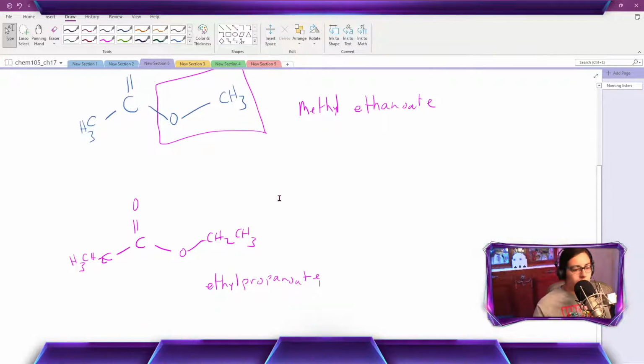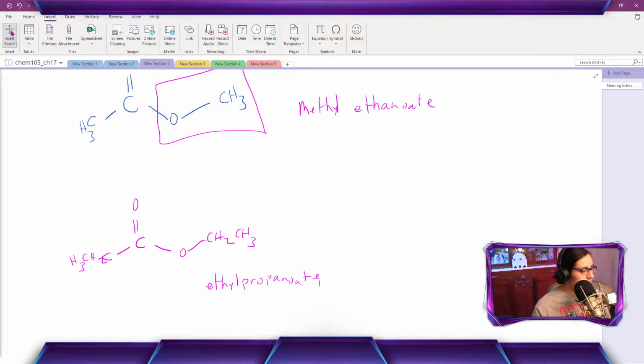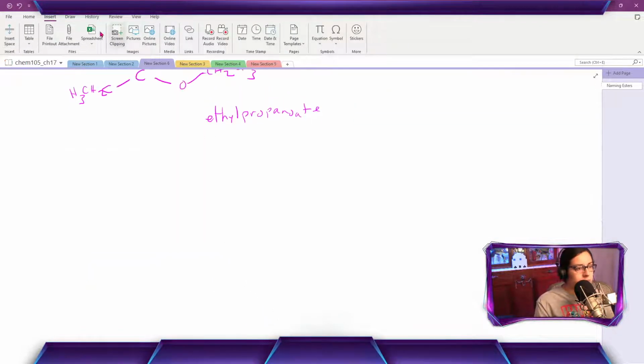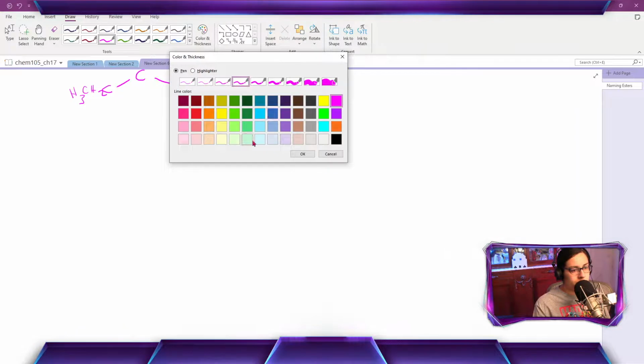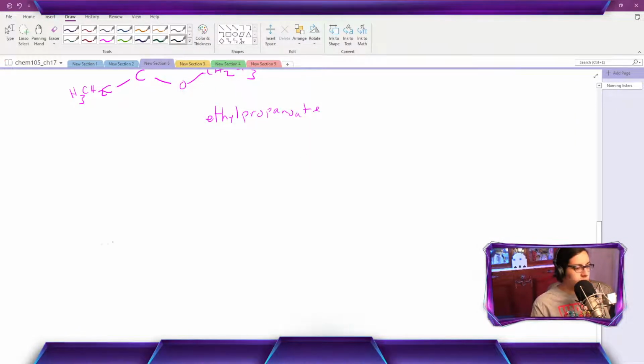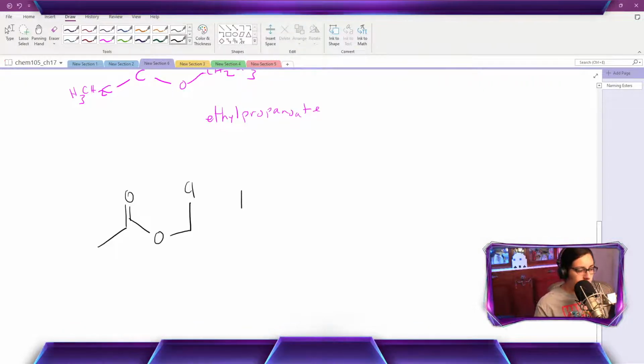And so let's look at a couple of other examples. Now the chloro is on our alcohol part, so we need to name it. So this will be 1 for the alcohol, so 1-chloromethyl. And then this is 2, so ethanoate.